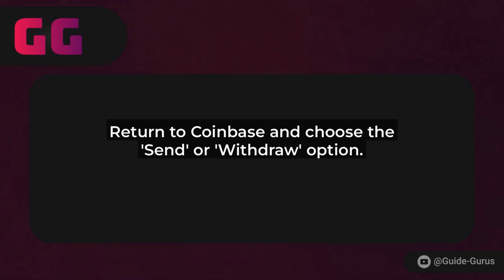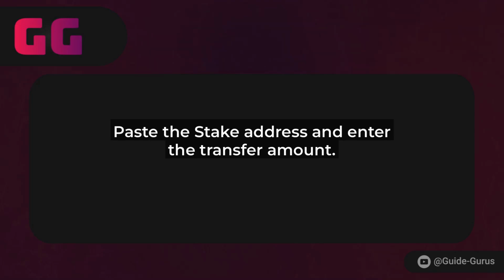Next, head over to your stake account. In the dashboard, find the Deposit or Wallet option. This is where you'll generate a wallet address for the specific crypto you're transferring. Copy that address carefully. It's a long string of letters and numbers, so no typos allowed.